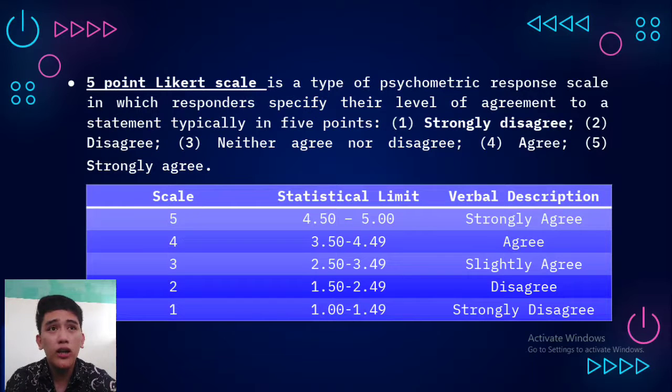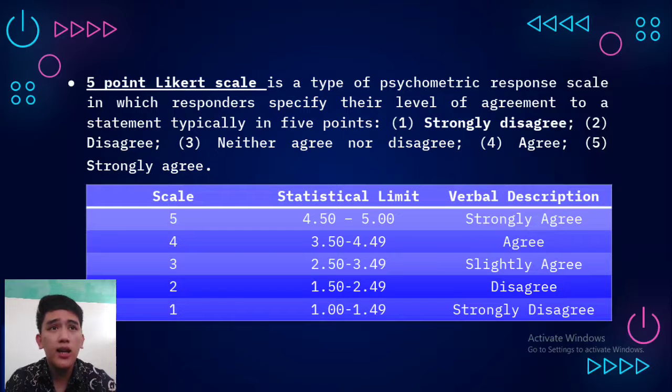Sa chapter 4, ito ang ating kalimitang ginagamit, kung saan ang scale nito ay 5, 4, 3, 2, 1. At sa scale natin, kailangan natin ilagay ang statistical limit, kung ano ang katumbas nito. Ang 5 is 4.50 to 5. 4 is 3.50 to 4.49. 3 is 2.50 to 3.49. 2 is 1.50 to 2.49. And 1 is 1 to 1.49.